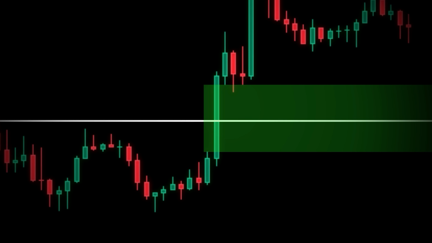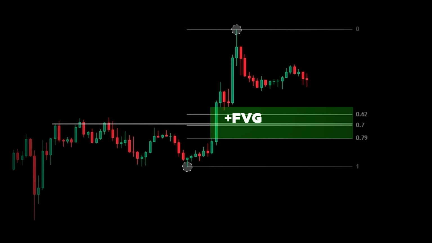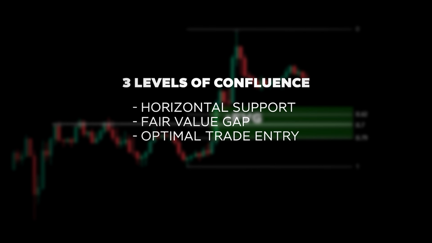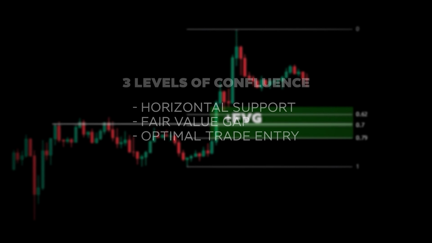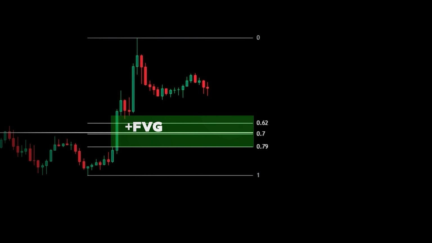It also lines up with our new bullish fair value gap that broke our market structure. So if we take our Fib tool and use these two anchor points, we will see that it all lines up together, giving us 3 levels of confluence: our horizontal support, our fair value gap, and our optimal trade entry. Now all we have to do is sit back and wait for the market to retrace to our area.